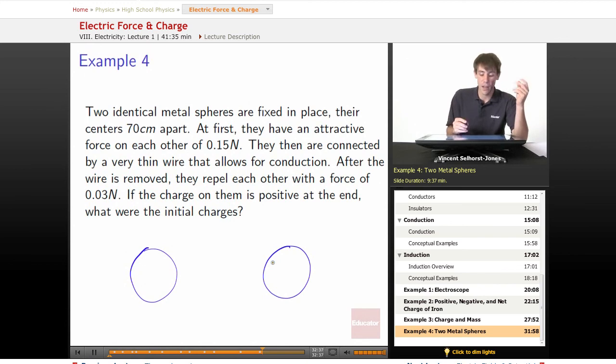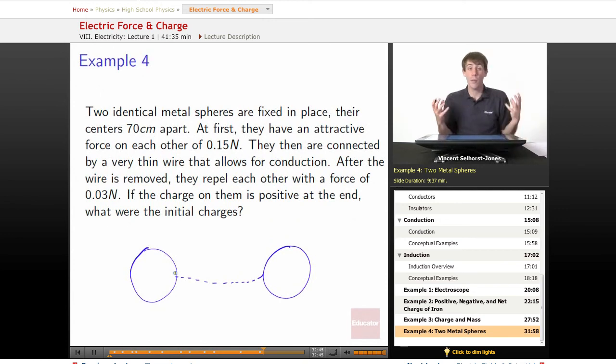They are then connected by a very thin wire, which will allow for conduction. So one of them has a bunch of positive charge, the other has a bunch of negative charge. Remember, positive charge wants to get away from all of its other positive charge friends, and the negative charge is trying to get away from the other negatives. So they flee onto the other side, they add together, and we get that spread out. Since we've got identical metal spheres, we know we're going to get identical spreading.